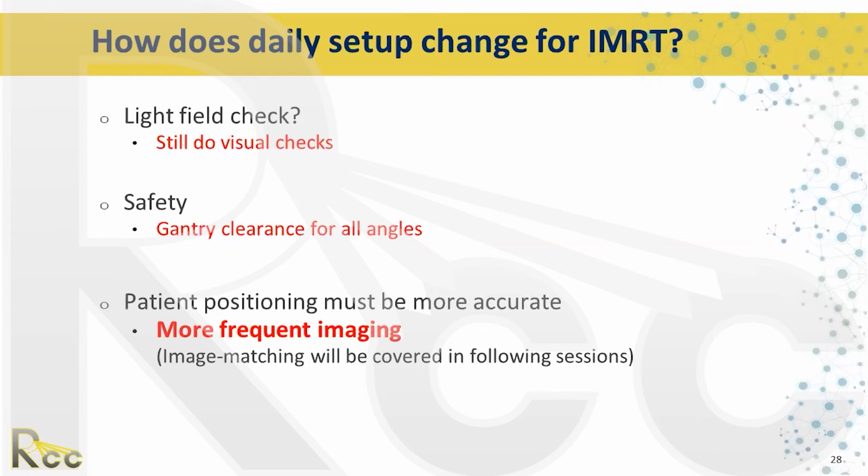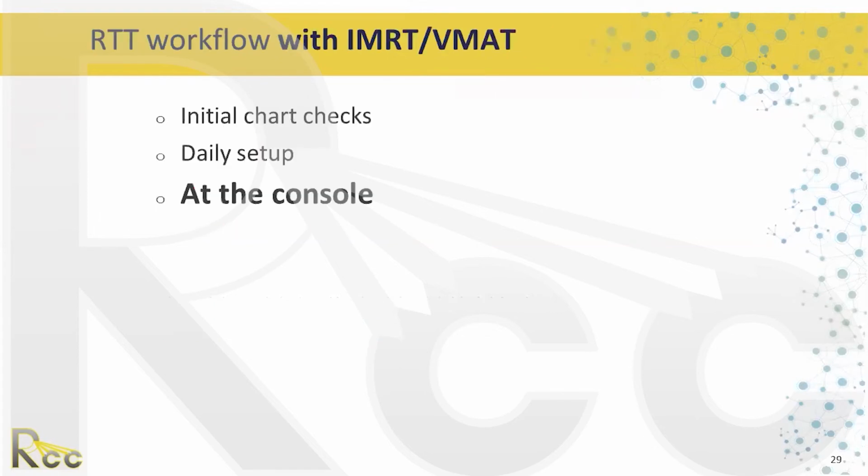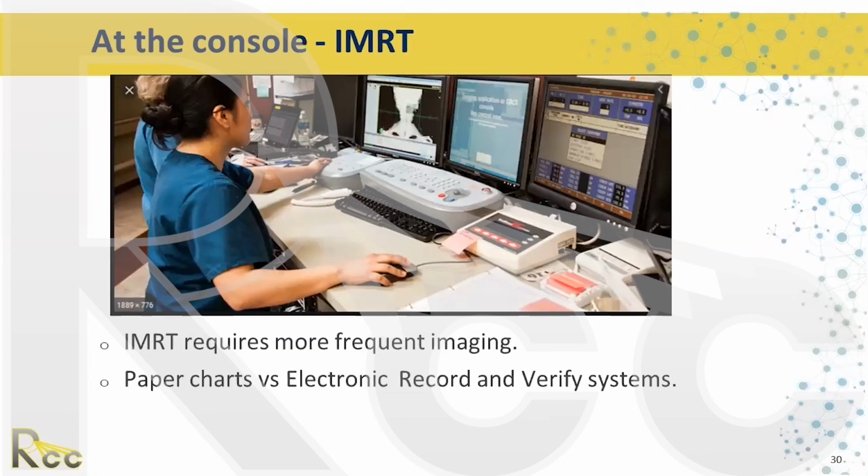Okay, so we're going to go over the next slide. What we do at the console for IMRT. Again, IMRT requires more frequent imaging, usually daily imaging, and then paper charts versus electronic charts. Again, RTT1 is driving, calling out the timeout. So you're saying, this is the patient, this is the dose, we're going to image this.